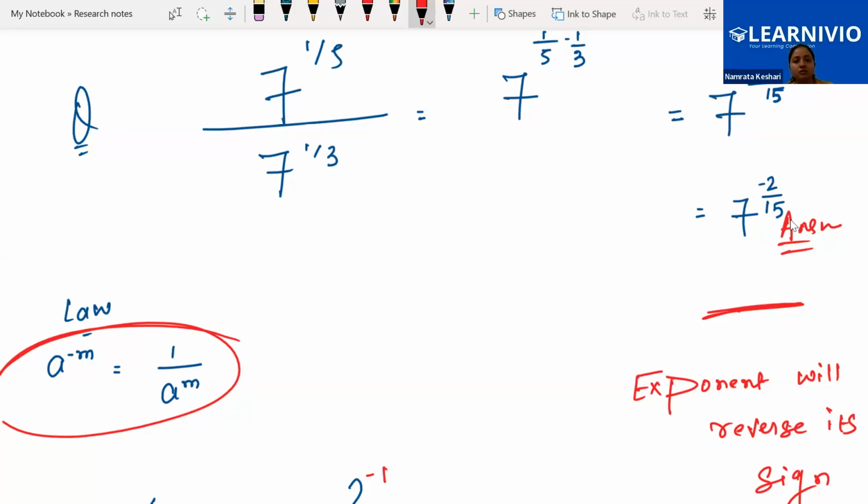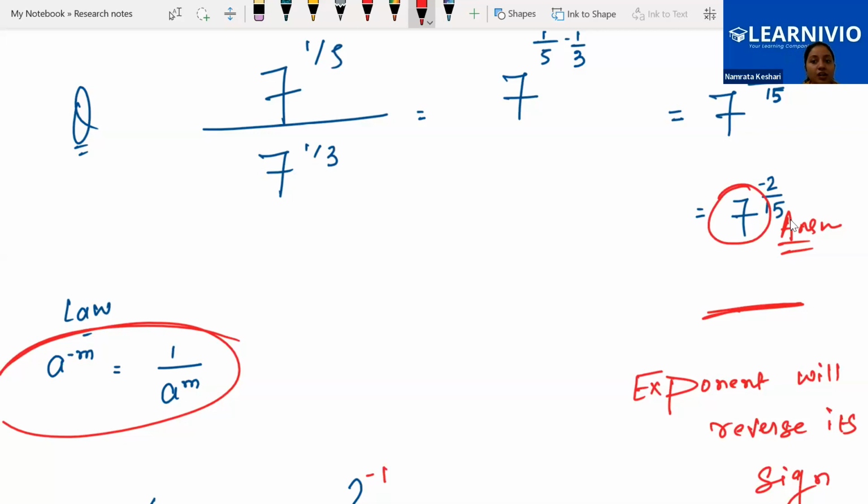Is it so? Yes, ma'am. Everyone, is it so? Have I said that we have to write the reciprocal of the exponent? Sorry, ma'am. It would be 1 upon 7 raised to 2 upon 15. Exactly. The 7 is having the exponent.